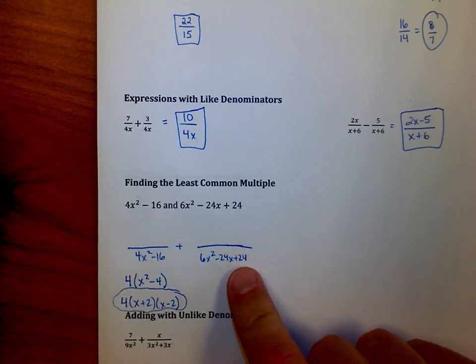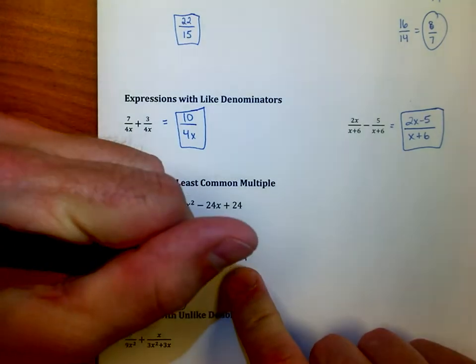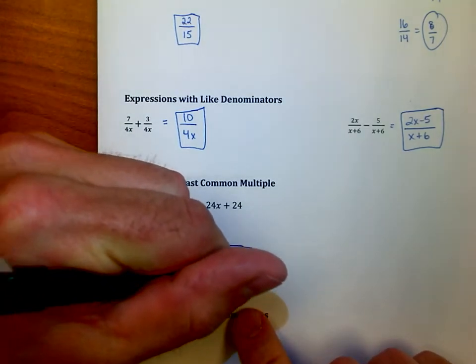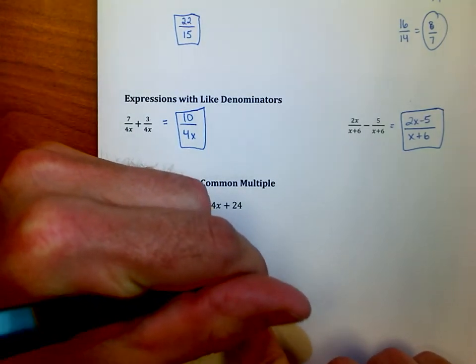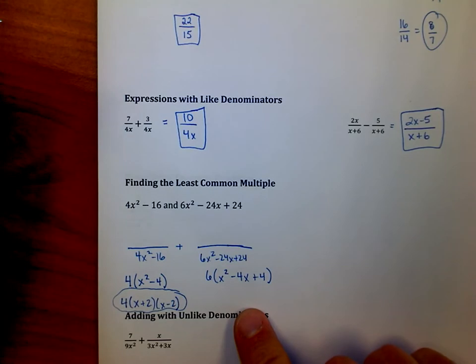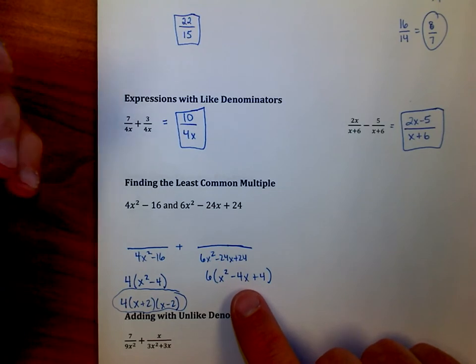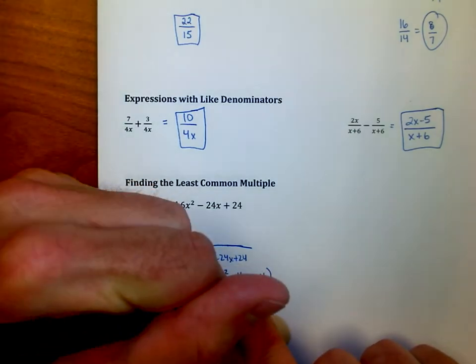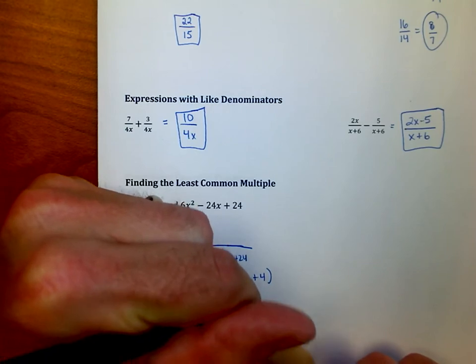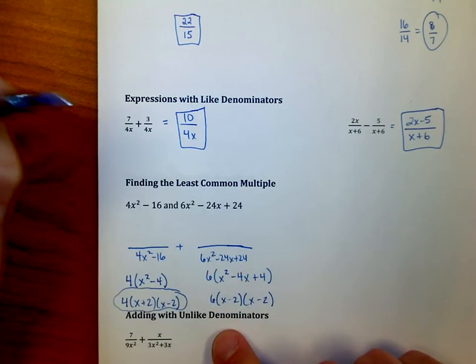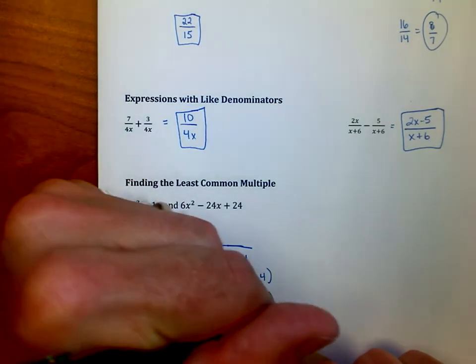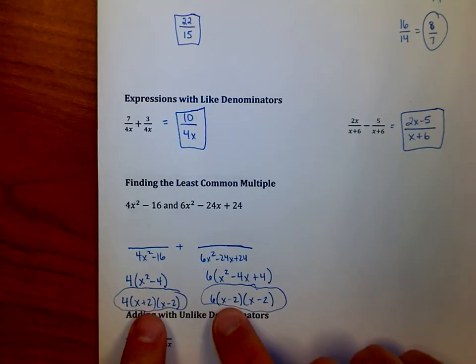Over here, I see that a 6 can pull out of all those terms, so let's do that first. I'm left with x squared minus 4x plus 4. Then I need to look at this and I say, okay, now this term here, I need two numbers that add up to negative 4 and multiply to positive 4. That sounds like minus 2, minus 2. So this factors out to 6 times x minus 2 times x minus 2. We're going to keep it in our back pocket, and let's compare those.